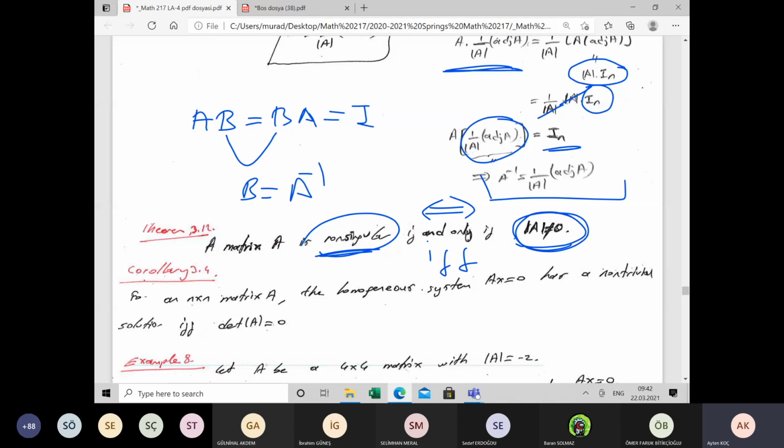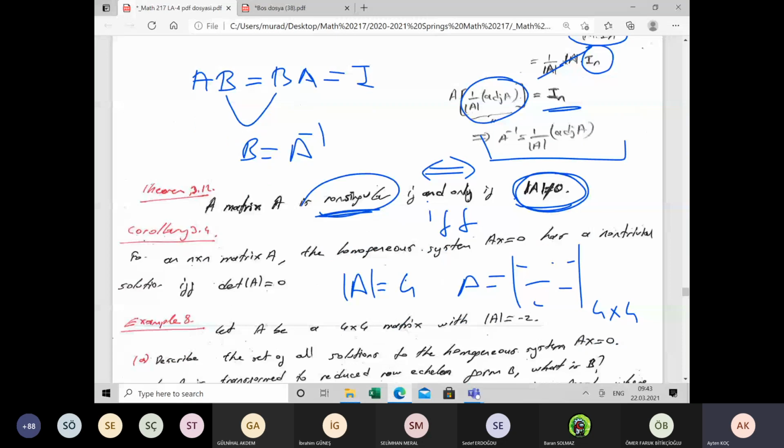So take an n by n matrix. For example, the determinant of A is 4, and we don't know the entries of A. For example, this is 4 by 4. The question is, is our matrix invertible or not? You don't have to compute the inverse. We know this theorem, and the determinant is 4, which is not 0, so the inverse exists. Our matrix is invertible.